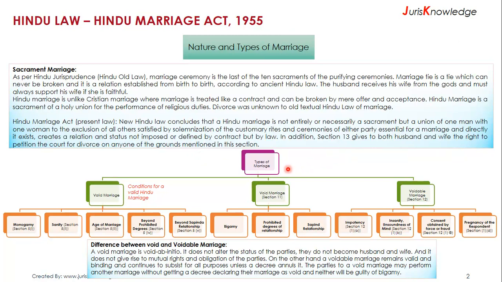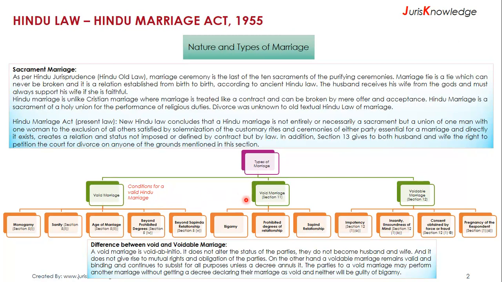Now let's look at the different types of marriages as per the Hindu Marriage Act. There are three broad categories in which the types of Hindu marriages can be defined. One is we call it as a valid marriage, which means the conditions for a valid Hindu marriage. What are those specific conditions? We'll look into it.